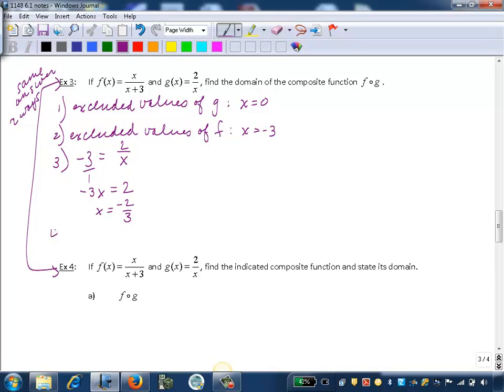So then finally, to get our domain, we're going to look at the excluded values from the first step and the third step. So I know I'm going to exclude from the domain of my composite function, I have to exclude 0, and I have to exclude -2/3. So finally my domain of the composite function is going to be the set of x's such that x does not equal -2/3 or 0.